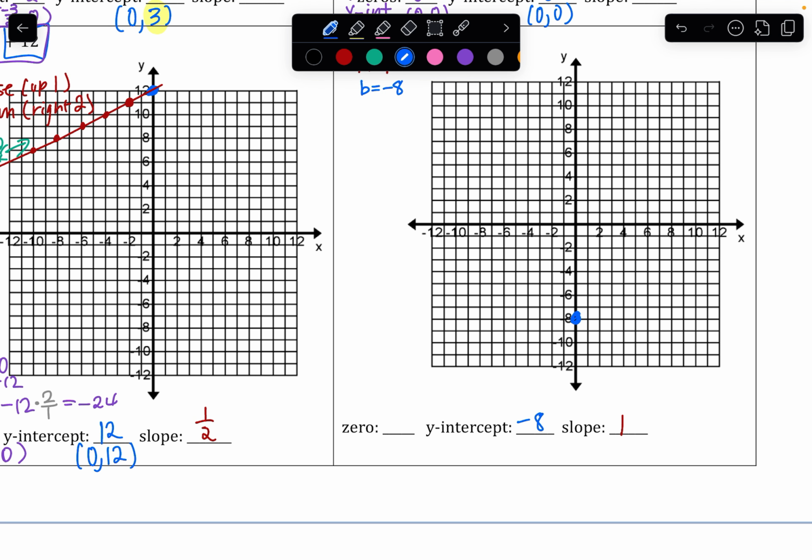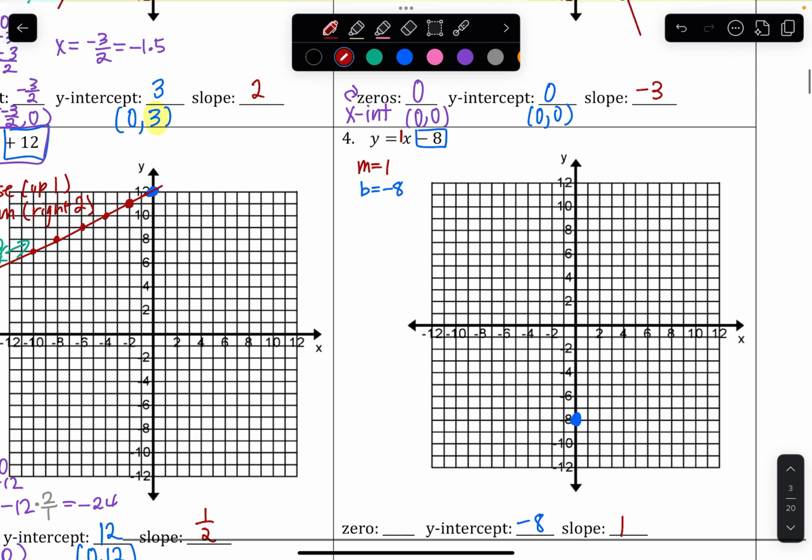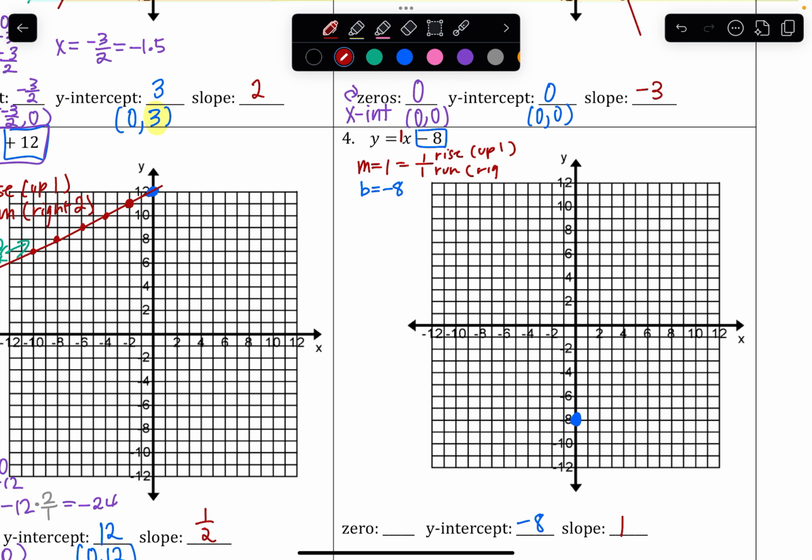Starting at the y-intercept on the y-axis at negative 8. A slope of 1 as a fraction, that's just 1 over 1. So we're going to rise 1, run 1 in the positive direction. So up and right. Okay, so up 1, right 1, up 1, right 1. All the way until we fall off the graph. Oh, and that gives us our x-intercept.